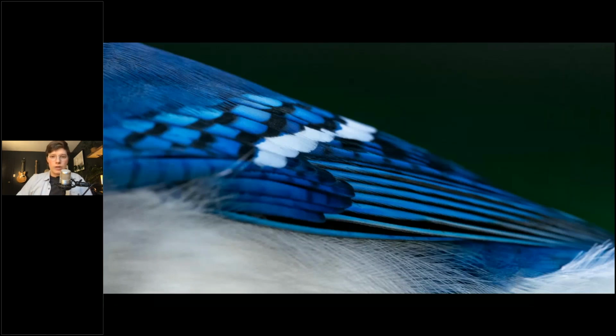This shot is with a macro lens, a 2.8 f, and it's of a blue jay. I was using a continuous light, and this blue jay just kind of landed right in the area where I wanted it to. We have bird feeders out back.